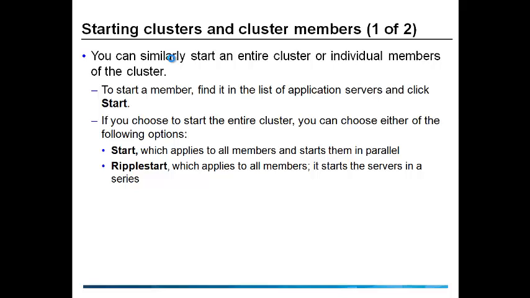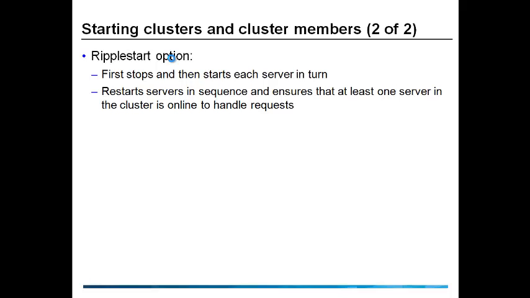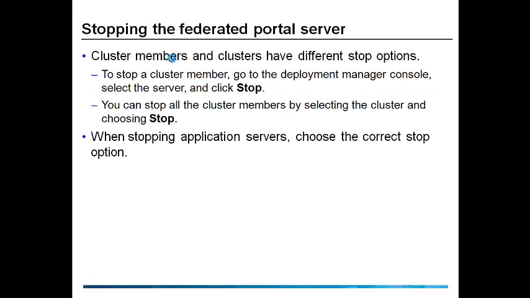Starting clusters and cluster members. To start a member, find the list of application servers and click start. If you choose to start the entire cluster, you can choose the entire cluster start option or the ripple start option. All of these things you will find in your VAS admin console. Ripple start option: so what does a ripple start do? It restarts servers in a sequence and ensures that at least one server in the cluster is online to handle the requests. It restarts the other members and application servers, and it keeps one server always up and running.